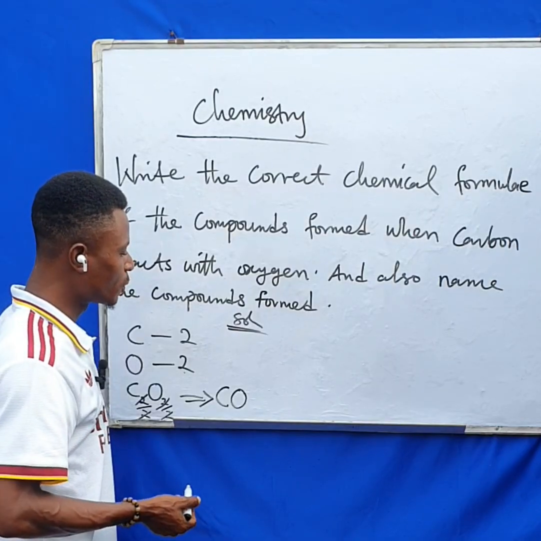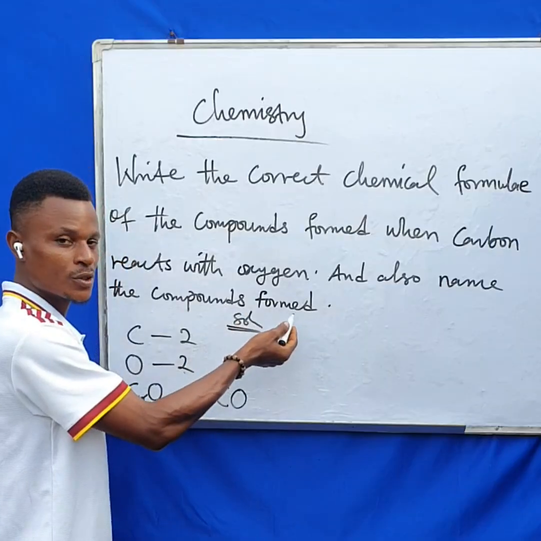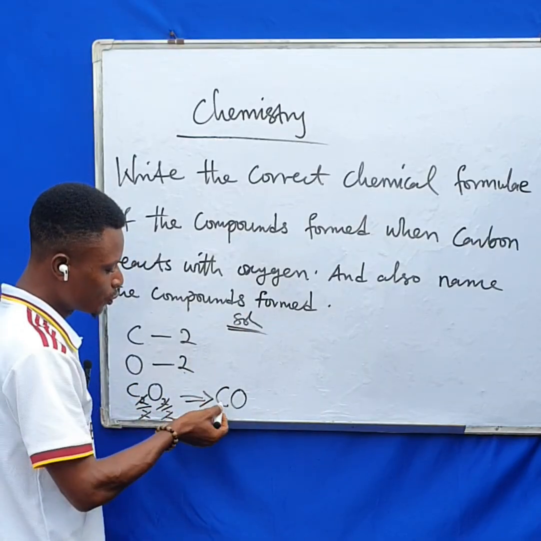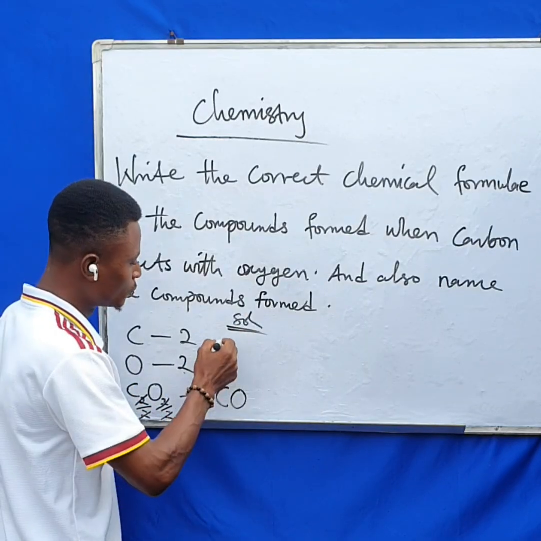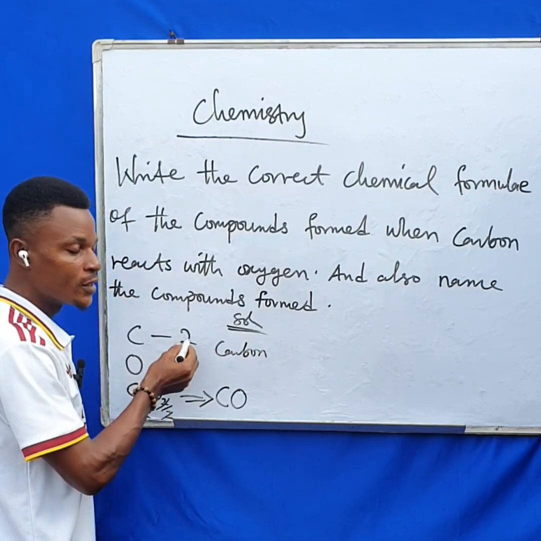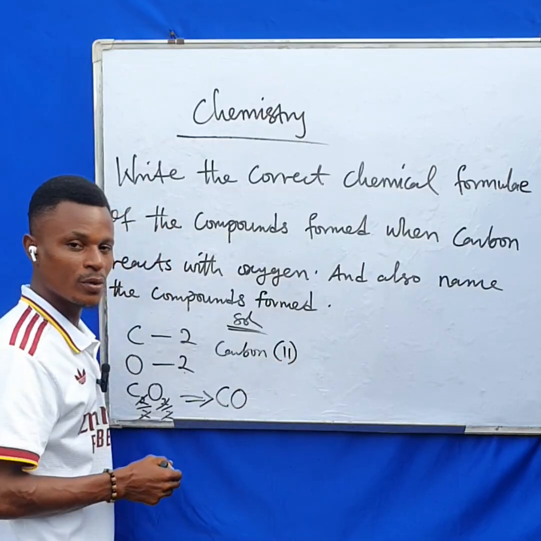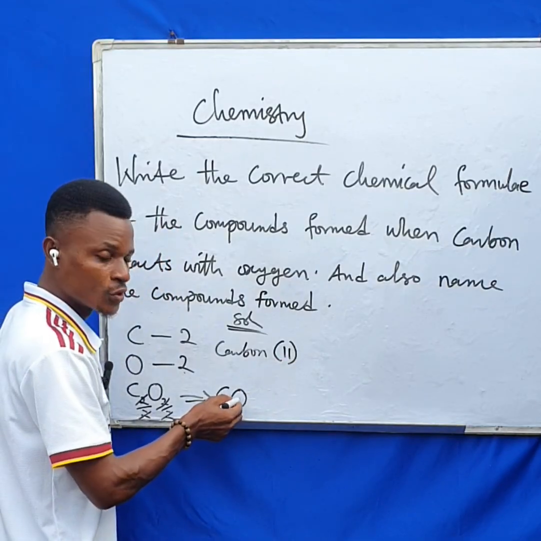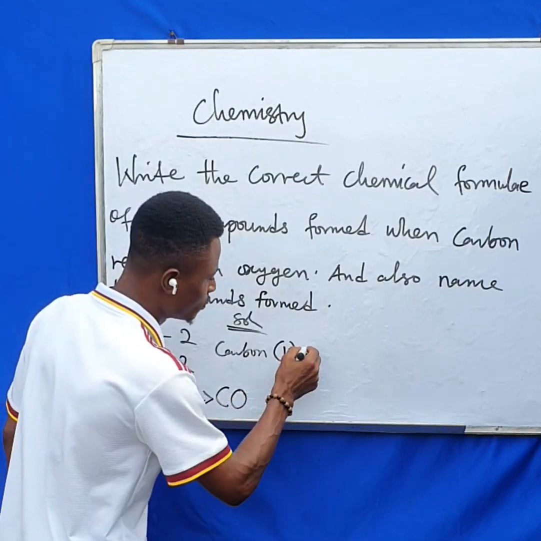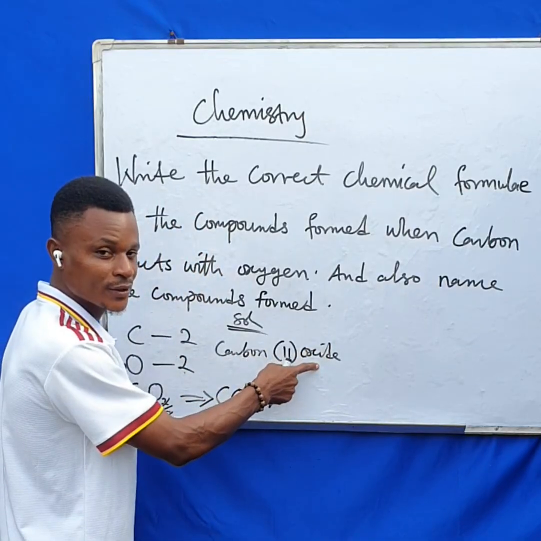Now, how do we name this compound? He said, and also name the compounds formed. So if you want to name this compound, just write the name of the carbon in full. So this becomes carbon. And because carbon is valency of 2, we're going to put 2 here in bracket using Roman numeral. And then this oxygen will change to oxide. And the name is carbon (II) oxide.